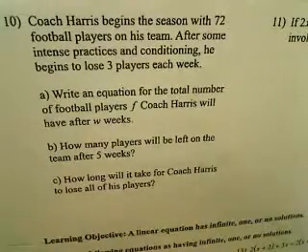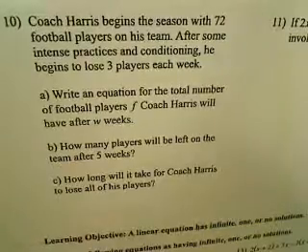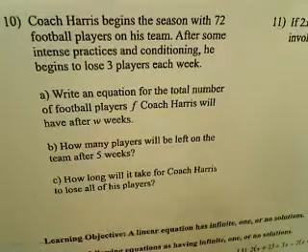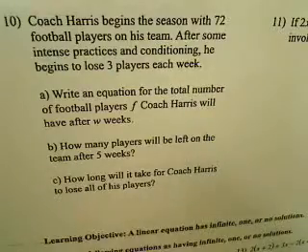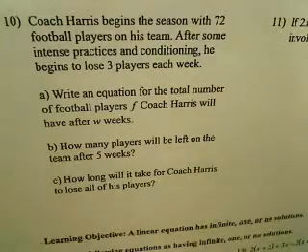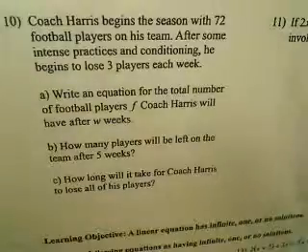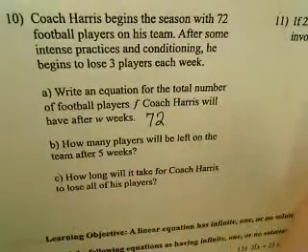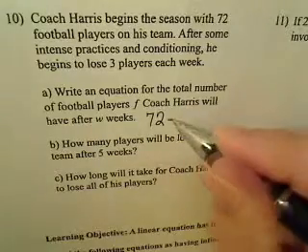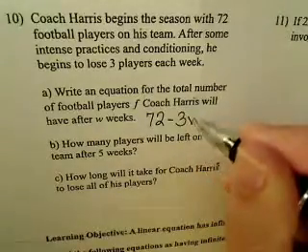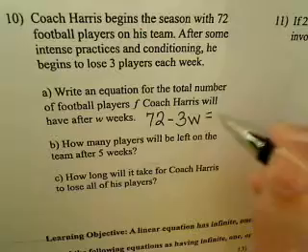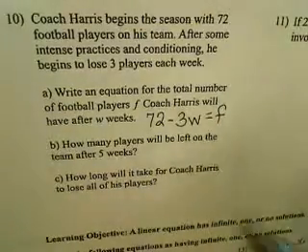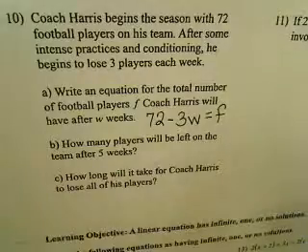A. Write an equation for the total number of football players F Coach Harris will have after W weeks. Okay, so he starts with 72 players and he loses 3 per week. And then that will tell you how many total football players he has. So F will be at the end.